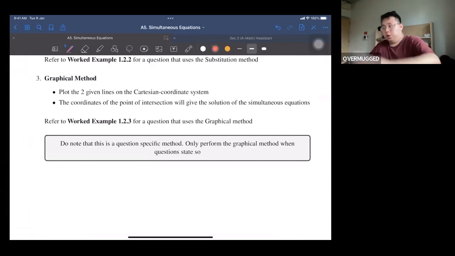Now in schools, I know a lot of people say simultaneous equations only have 2 methods. Okay, this is not very true. There's actually a third method, which is graphical. The reason why is because what are you actually finding? Whenever you are given simultaneous equations and you're looking for the answers for x and y, actually you are looking for the point of intersection between these two lines.